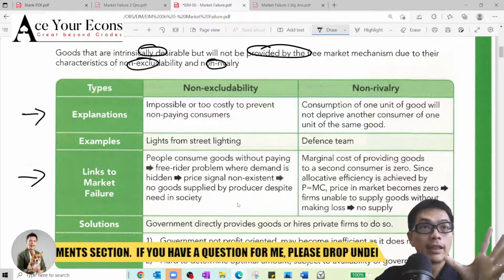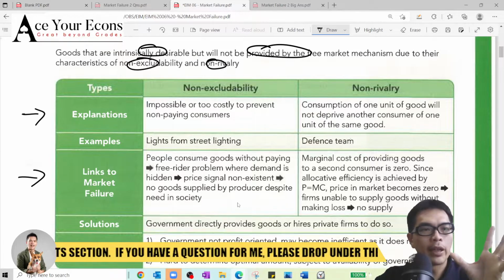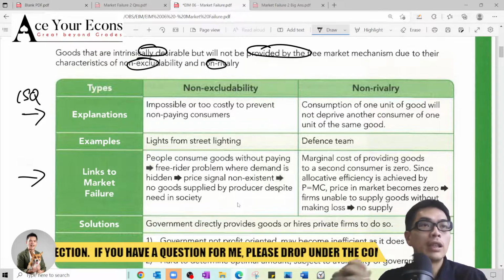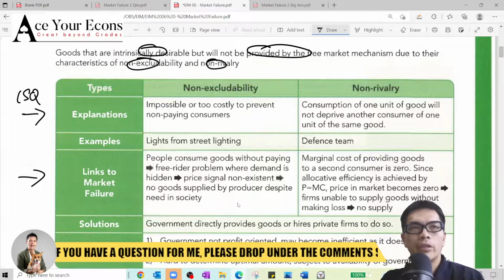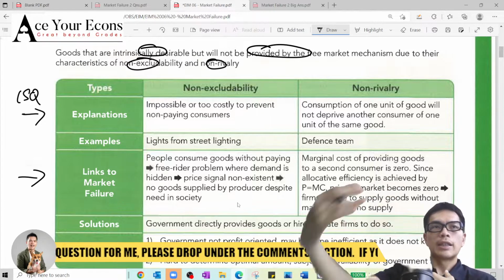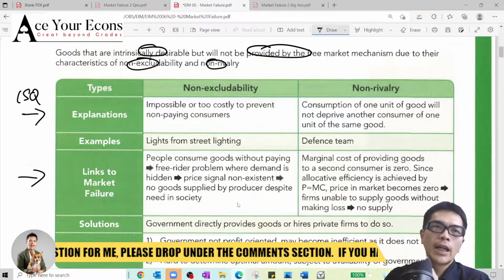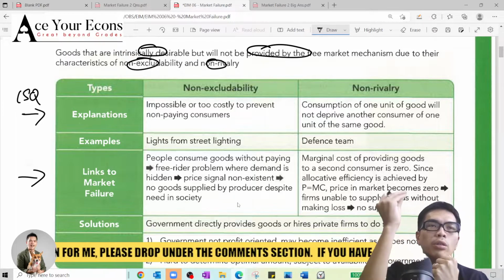Case studies are typically concerned about the definition of non-excludable and non-rivalrous. So let me repeat. When we look at case studies, the case study will typically provide you with a kind of good.